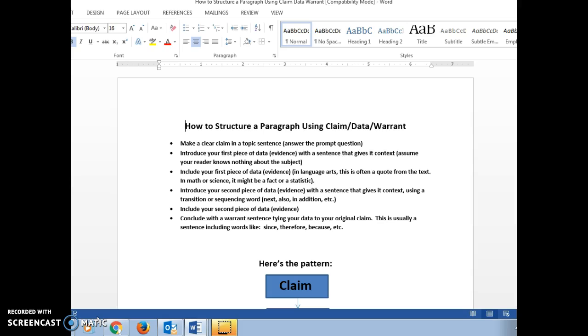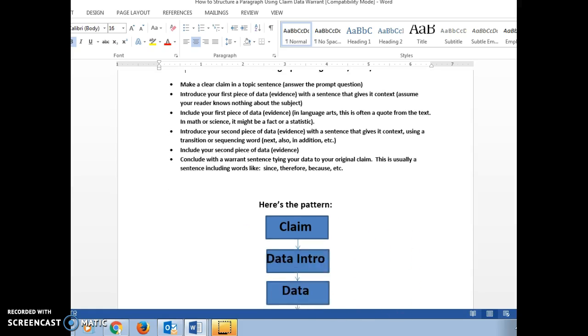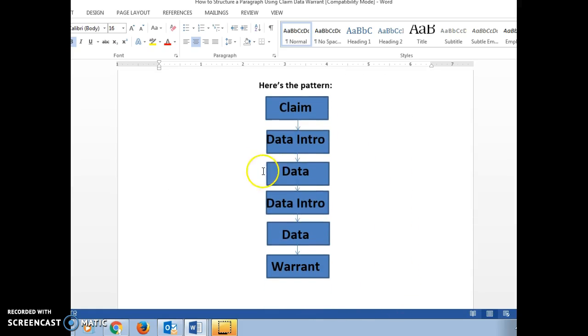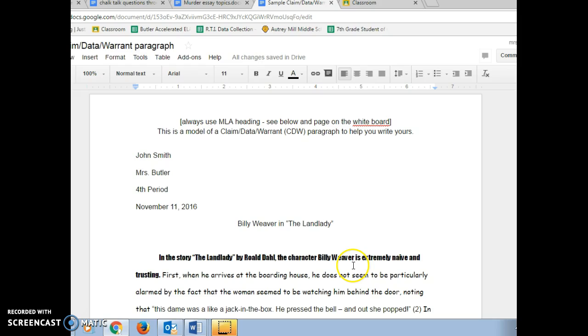It's a sentence with words like since, therefore, because. Remember, I have warrant starters up on the poster, so you should take a look at those. So here's the way the pattern works. It's the claim, your topic sentence, your data intro, which gives it some context, your data, the actual quote or specific from a film or specific from a fact, something like that. Introduce your second piece of data, give your second piece of data, and then tie it all together with the warrant. But wait, Miss Butler, how do I do all of that?